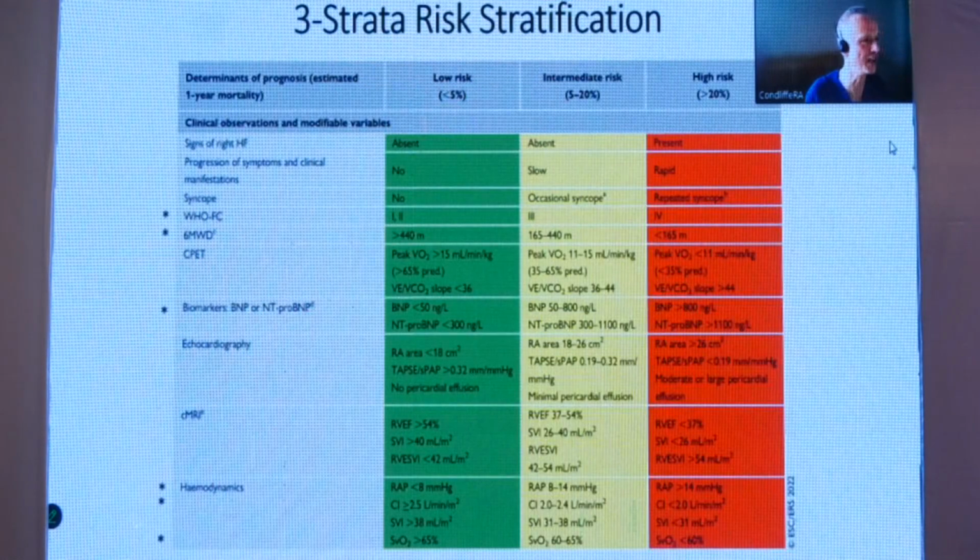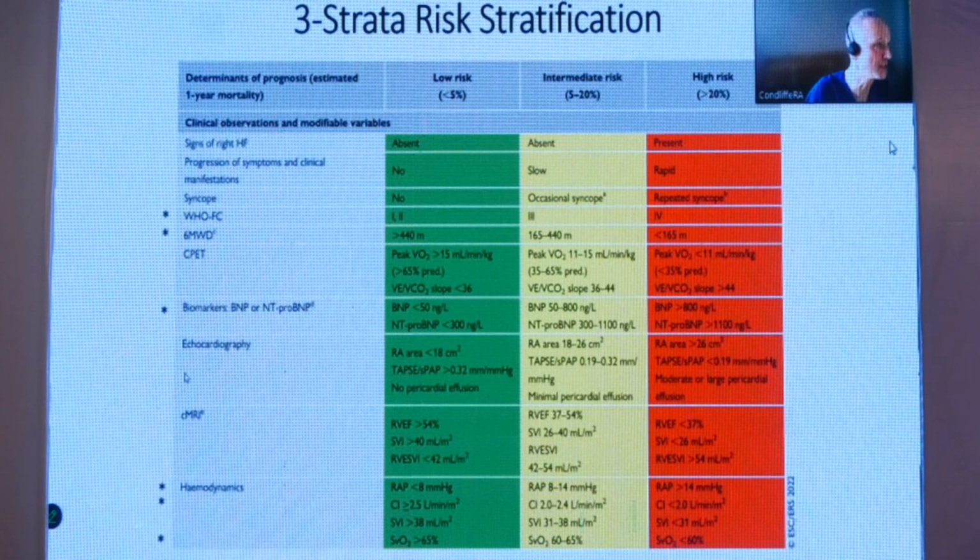And risk stratification is based at baseline on these three strata: low, intermediate, high risk, and it involves various parameters you can see there, including rapidity of deterioration, heart failure, exercise capacity, hemodynamics, NT-proBNP. There's quite a lot of those parameters you can choose.